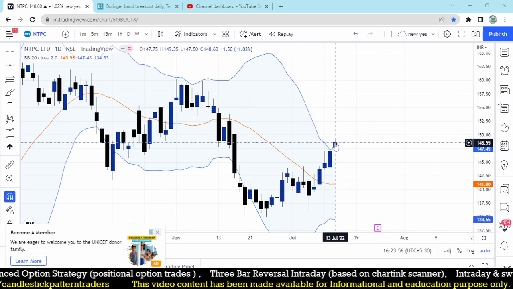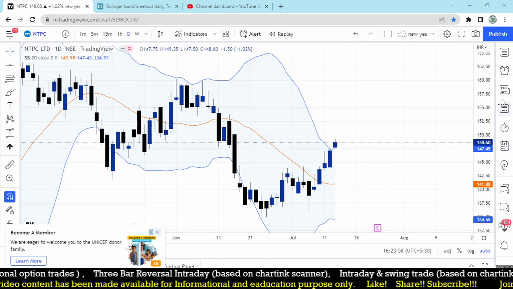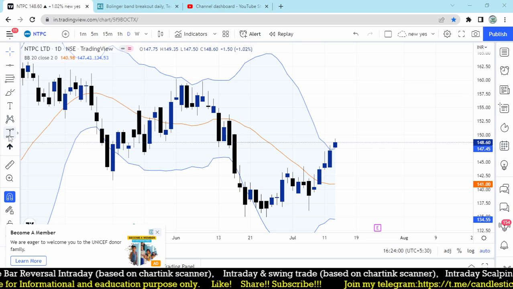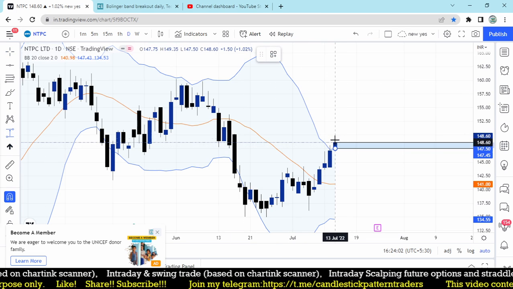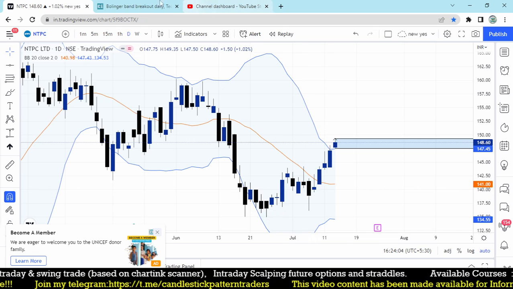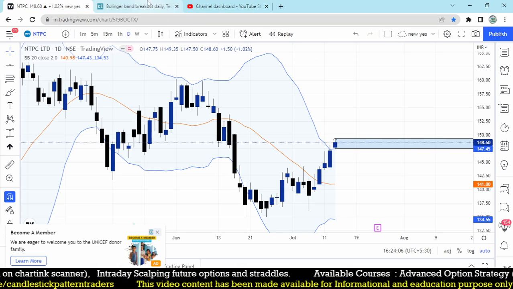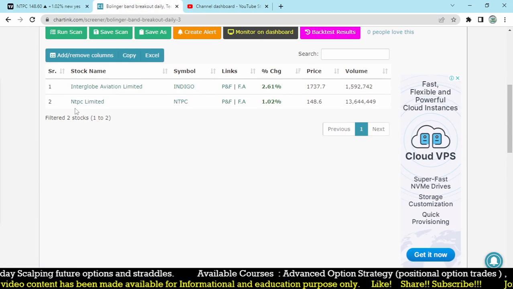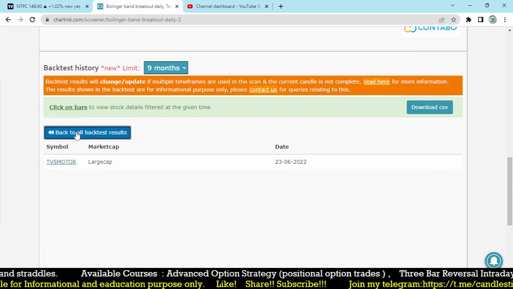So the risk for the trade is 49 to 47.5, just 2 rupees. The risk of the trade is just 2 rupees. This candle is the key candle where we can focus for tomorrow's trade, NTPC. And these are the recent trades which we are focusing on, from the historical backtest.